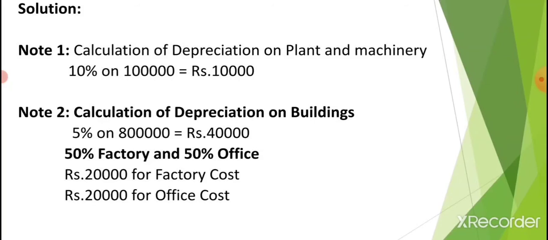Next, calculation of depreciation on buildings. So 8 lakhs is the buildings value. On that 5%, that is equal to 40,000. They say that 50% is for factory and 50% is for office. So 40,000 into 50% is equal to 20,000 for factory cost, factory overhead, and then 50% of 40,000, that is 20,000, for office overhead.